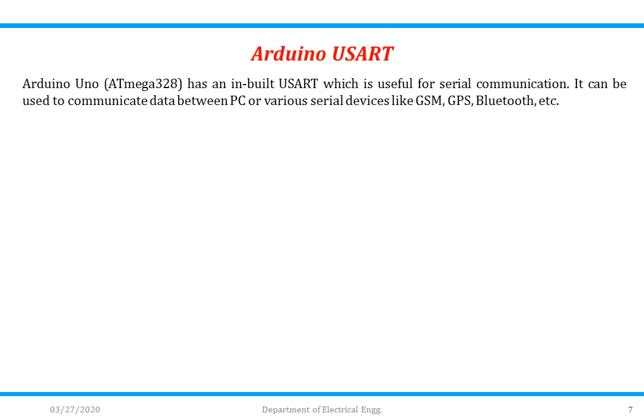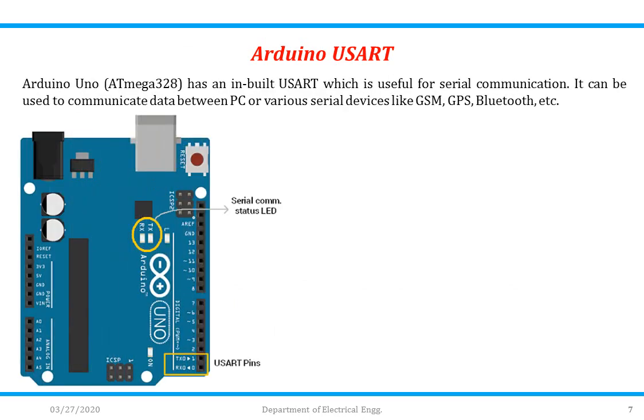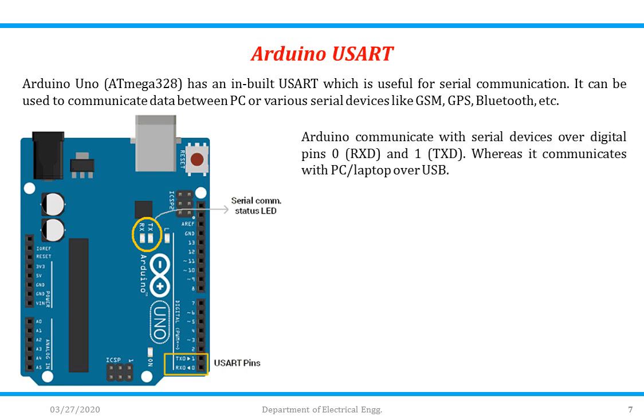Arduino UART. Arduino UNO Atmega 328 has an inbuilt UART which is useful for serial communication. It can be used to communicate data between PC or various serial devices like GSM, GPS and Bluetooth etc. The UART protocol allows for two devices to communicate with each other. The protocol requires two wires between the devices that are communicating, one for each direction of a communication. Each device has an independent transmit and receive module.